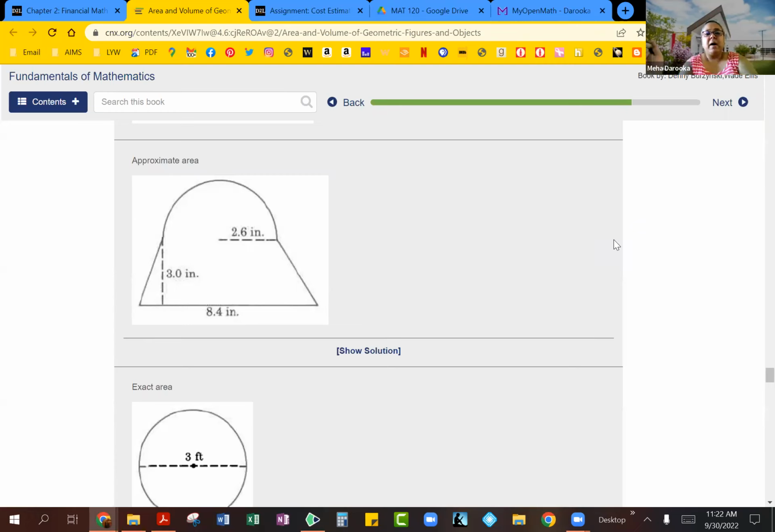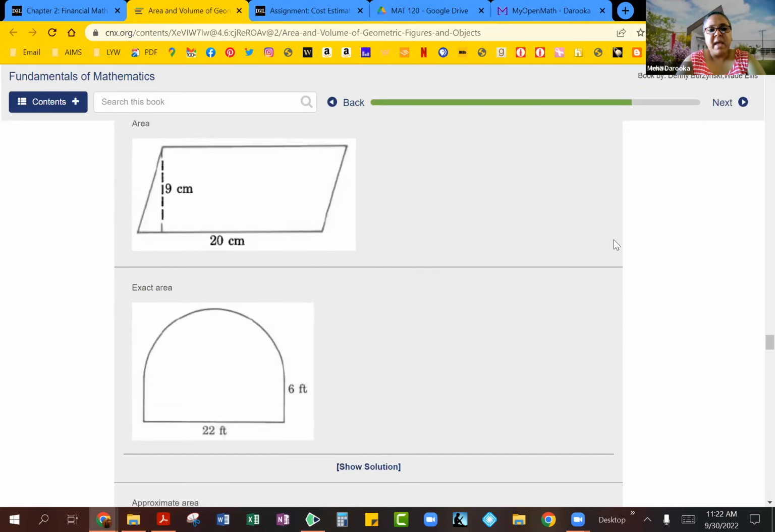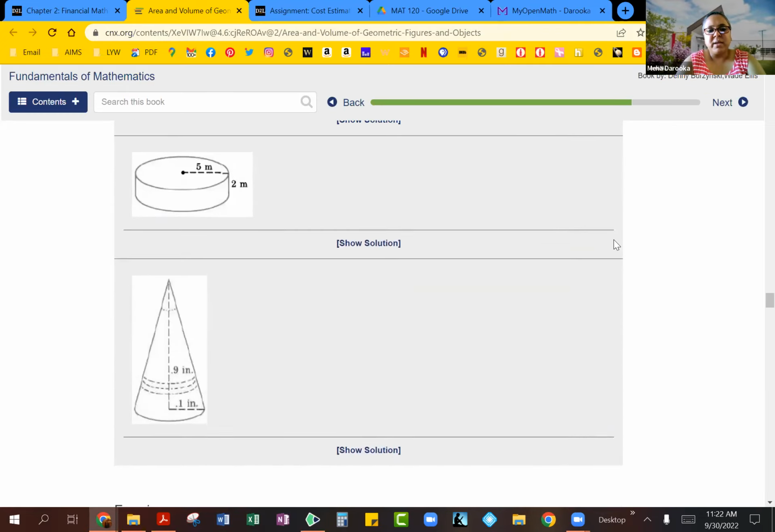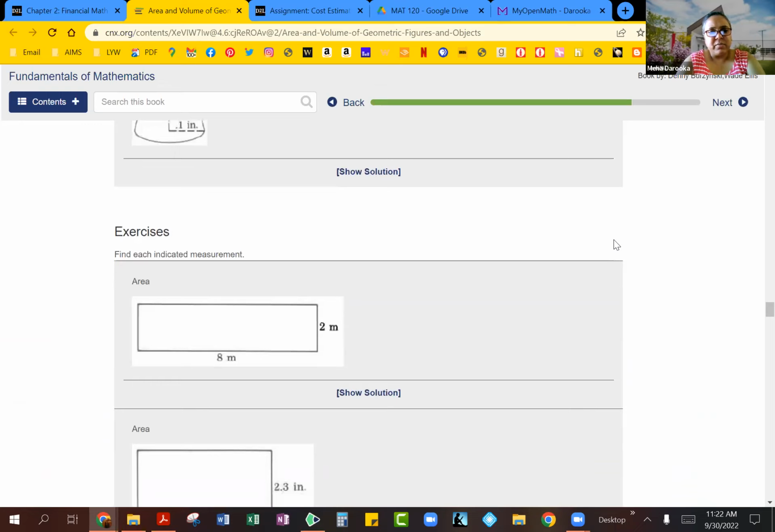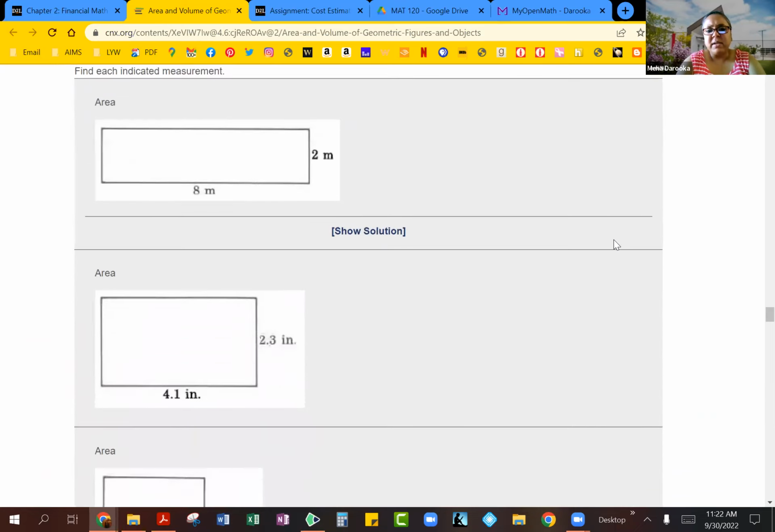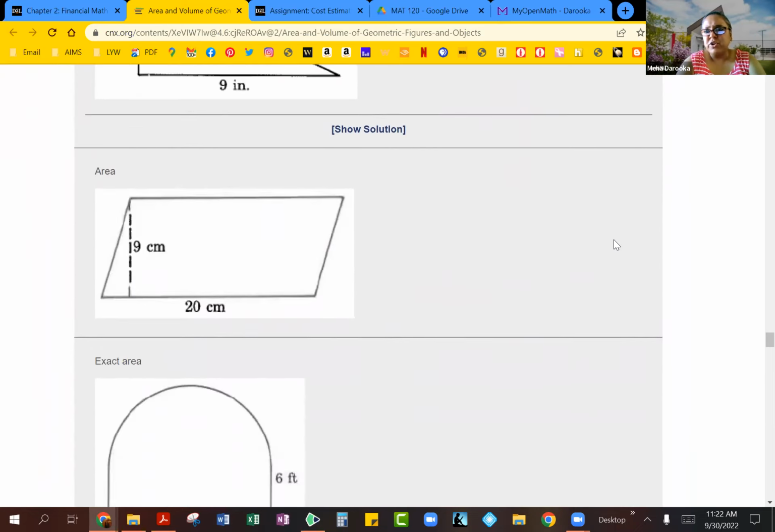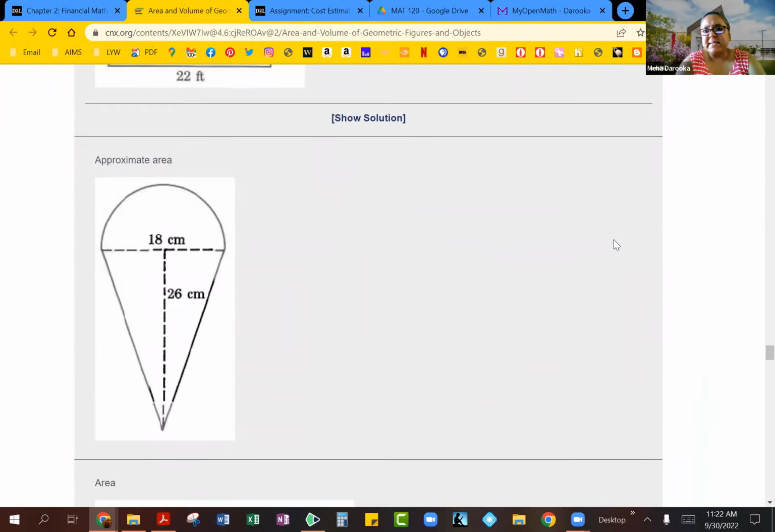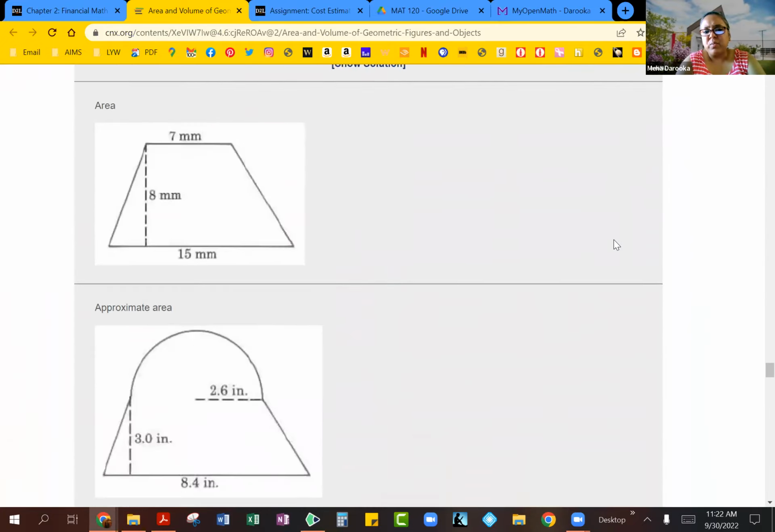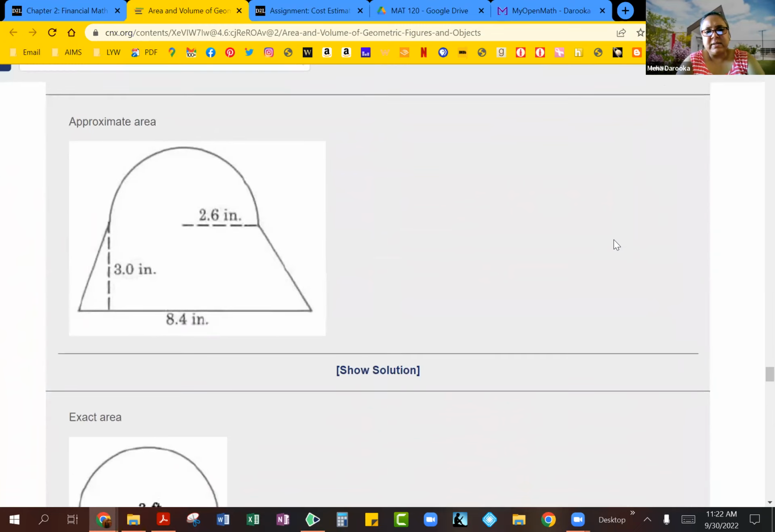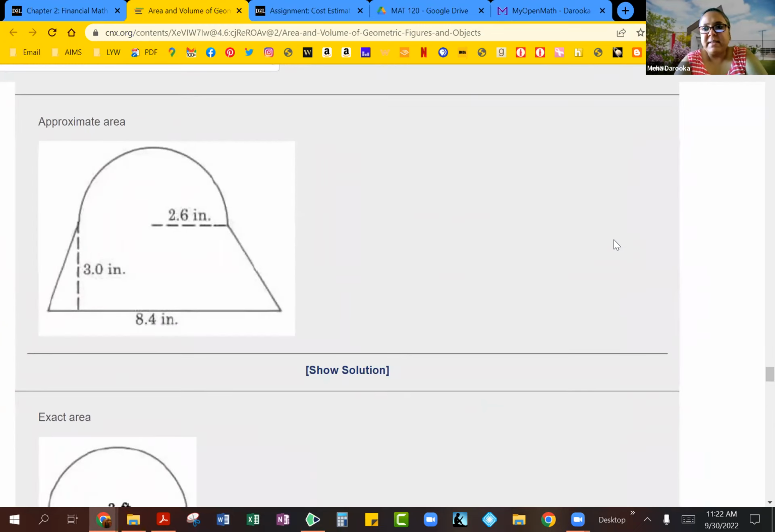There we go. Alrighty, so as you can see, they're asking us to find the approximate area. And as always, when you are working with circles, which they're not telling us here, but for the circle part of it, make sure you're using pi as approximately 3.14. So let's take a look at how we can find the area for this.